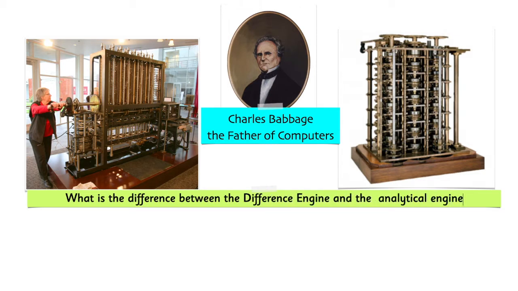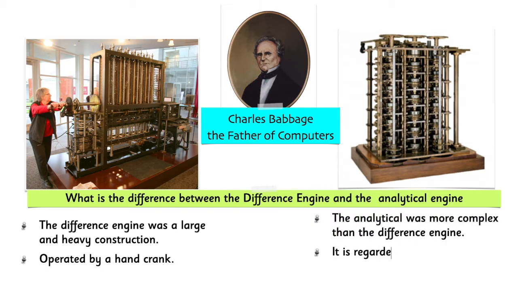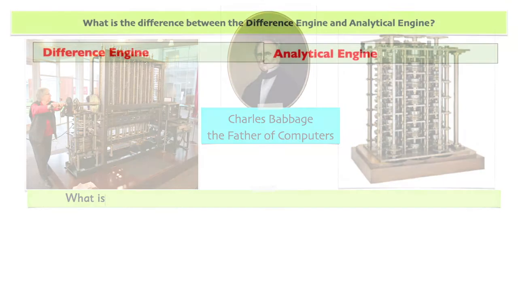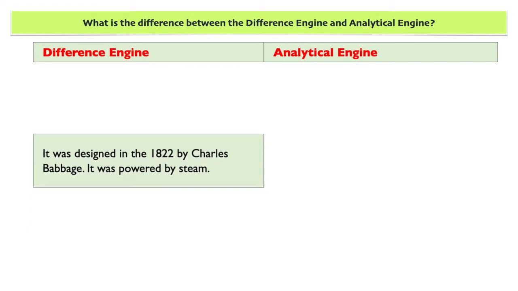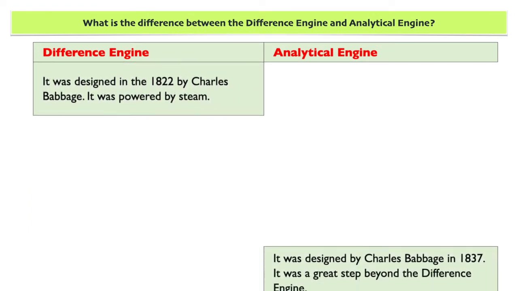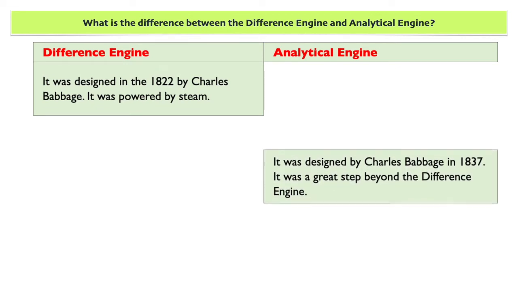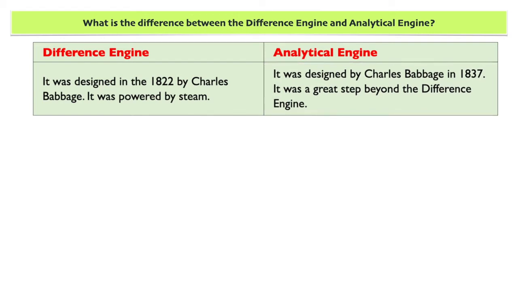The difference engine was a large and heavy construction. It was operated by use of a hand crank. The analytical engine was more complex than the difference engine. It is regarded as one of the earliest primitive computers. The difference engine was designed in 1822 by Charles Babbage. It was powered by steam. The analytical engine was designed by Charles Babbage in 1837. It was a great step beyond the difference engine.